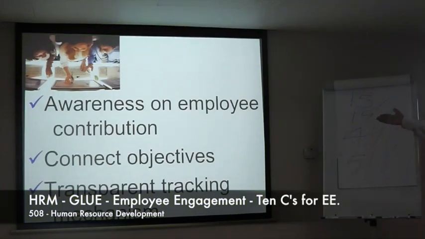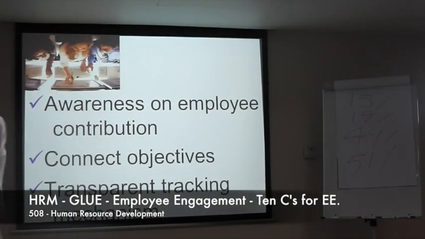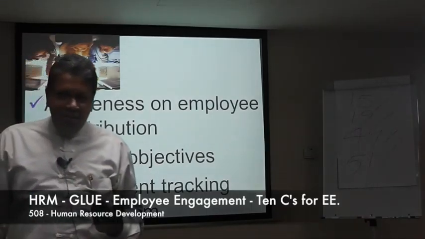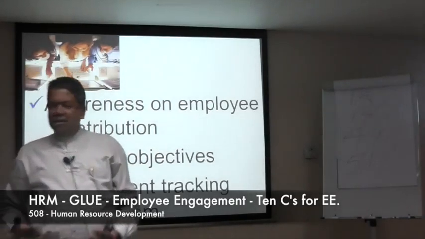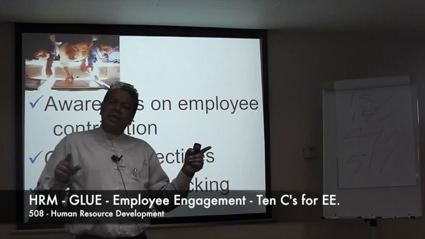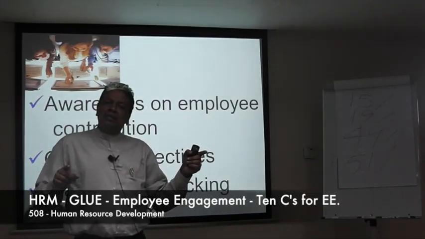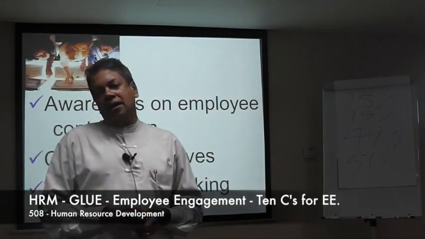See number 6, read out loud. Contribute. So what are the 3 things? Awareness on employee contribution. Connect to objectives. Third point, transparent tracking mechanism. People should be aware how their performance is connected to the organizational performance, how they are contributing to the organizational well-being, how their efforts resulted in effectiveness. That message has to be there. So the mechanisms such as we discussed in term 1. What is the most popular mechanism in the world? Balance scorecard. BSC could be a good tool.